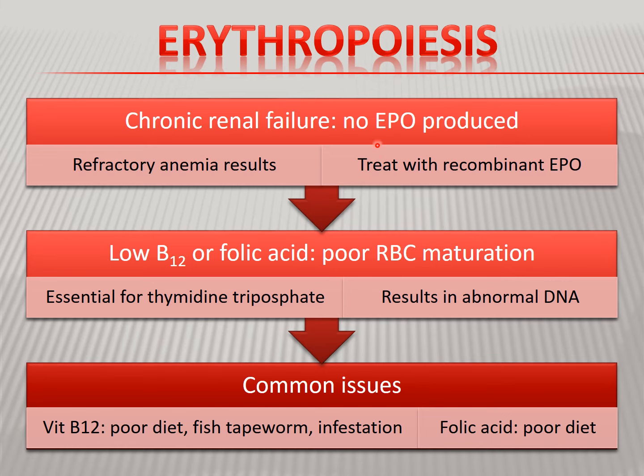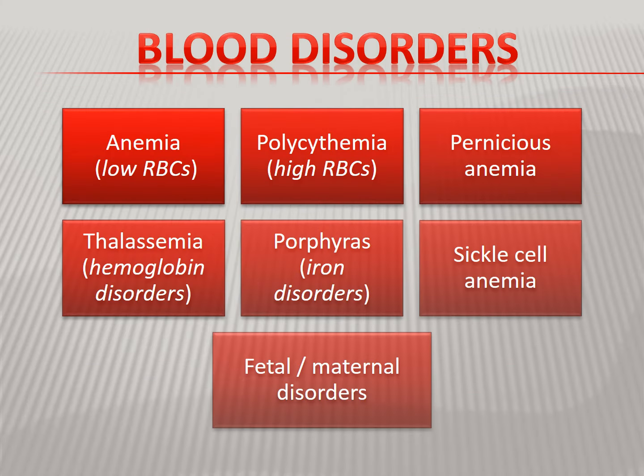Things that can influence erythropoiesis: if you have kidney failure, you won't make EPO, so you can take recombinant EPO. If you don't have the precursors you need, like iron or vitamin B12, then that also will influence red blood cell production. So there's a lot of simple factors that have to be present for all this.